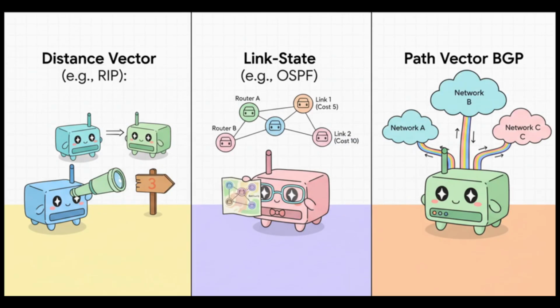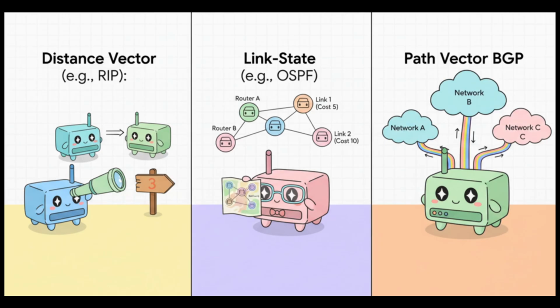And there are a few major types of these protocols. You've got distance vector protocols. They're pretty simple. A router basically just tells its next door neighbor, hey, that town is 10 miles that way. Then you have link state protocols. These are way more advanced. Every router builds a complete top-down map of the entire network and shares that whole map with everyone.